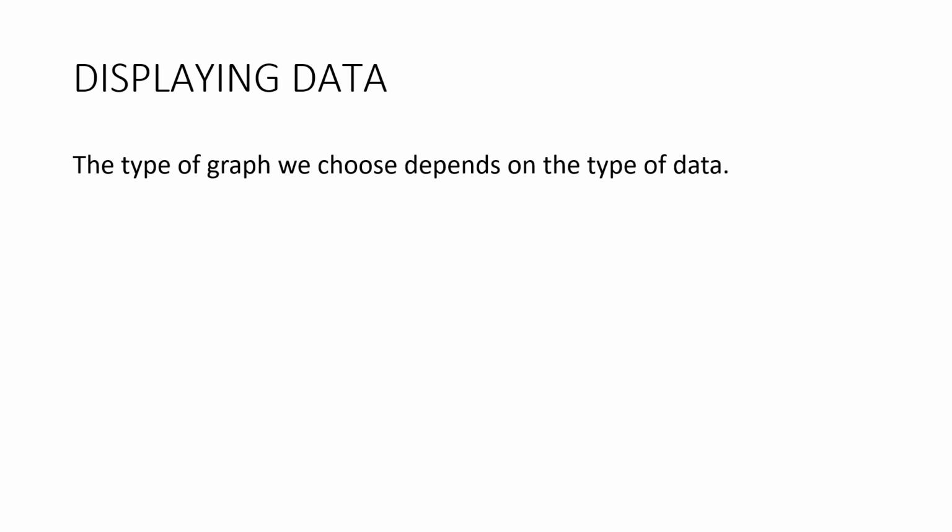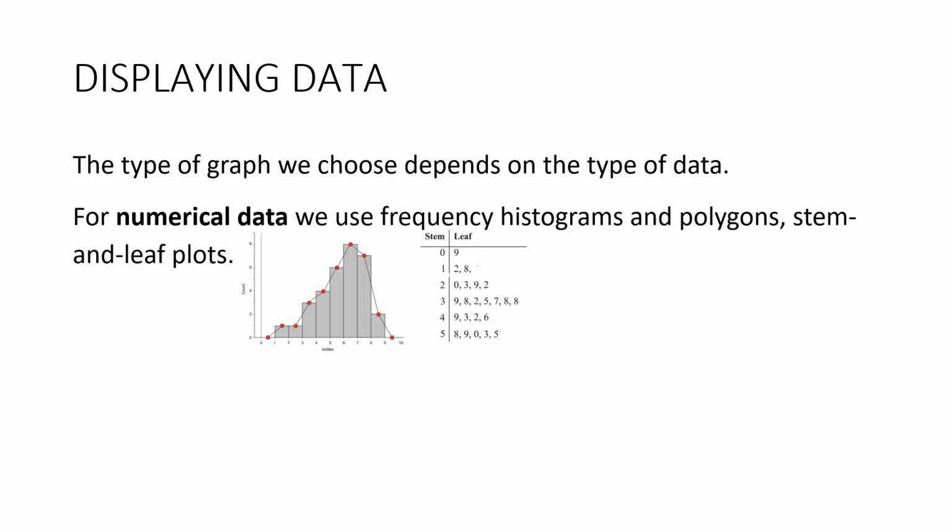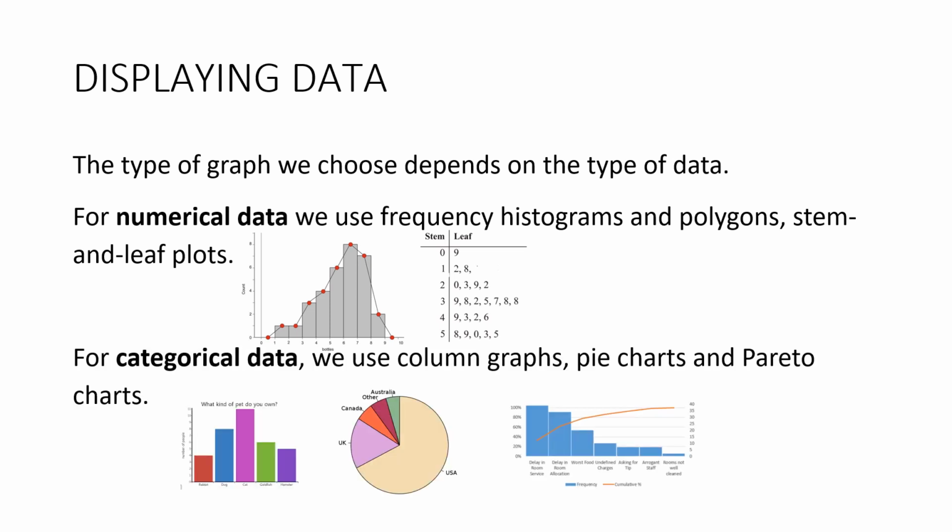Now the type of graph that we choose depends on the type of data that we have. So for example, if we have numerical data, then we can use frequency histograms and polygons or stem and leaf plots. But if we have categorical data, then we can use column graphs, pie charts, and Pareto charts.